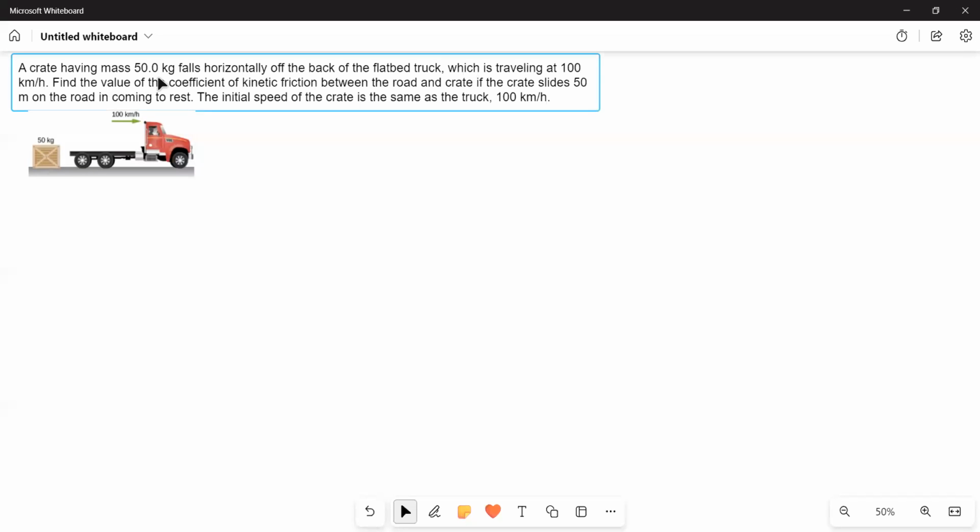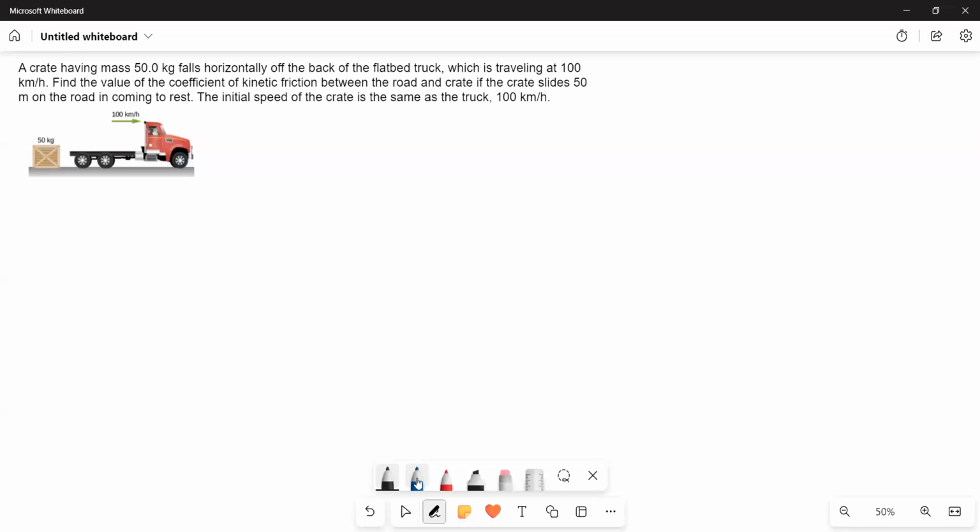A crate having mass 50 kg falls horizontally off the back of the flatbed truck, which is traveling at 100 kilometers per hour. Find the value of the coefficient of kinetic friction between the road and the crate if the crate slides 50 meters on the road in coming to rest. The initial speed of the crate is the same as the truck, that means 100 kilometers per hour.